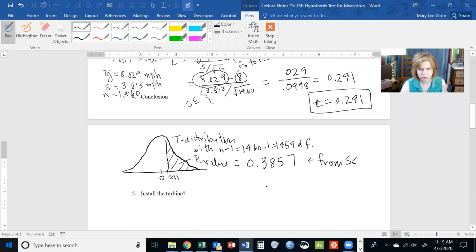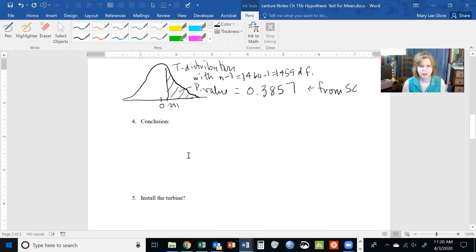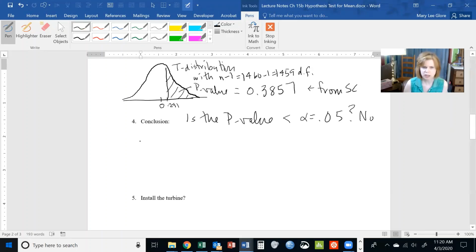All right, so what's my conclusion? Okay. So my conclusion is based on this p-value. So with the conclusion of a test, I always ask ourselves, is the p-value less than the significance level of the test, which we call alpha, and it's usually 0.05? So is my p-value less than 0.05? 0.3857 is definitely not less than 0.05, all right? So my three conclusions are going to be three nots.